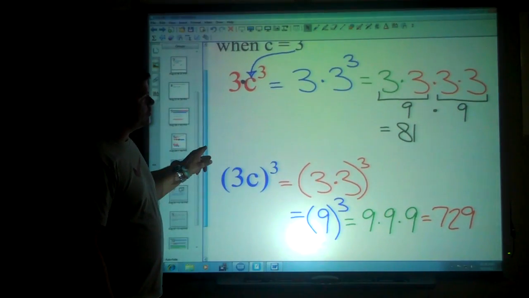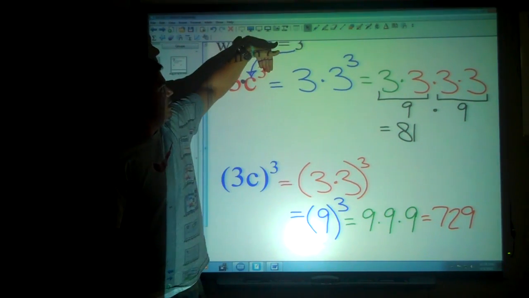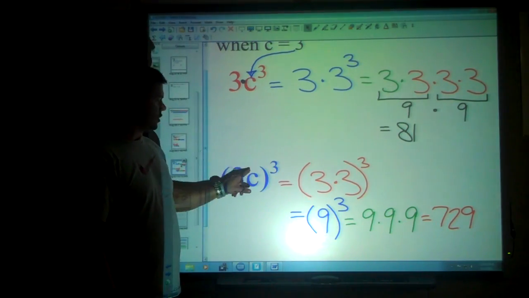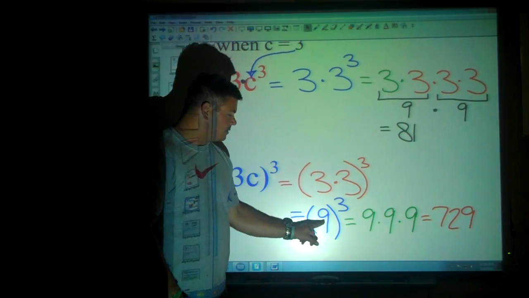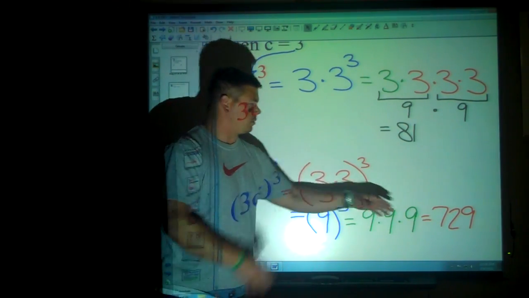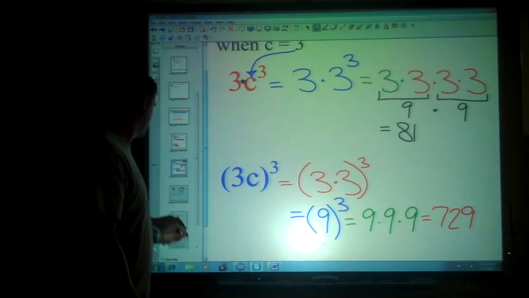Again, quite a big difference. When we didn't have parentheses, we were taking the 3 to the third power, which didn't make it quite as large. Here we multiplied first, which actually made the base much larger. Here the base was only 3, here the base was 9. That's why it got so much bigger when we took the 3 into account.